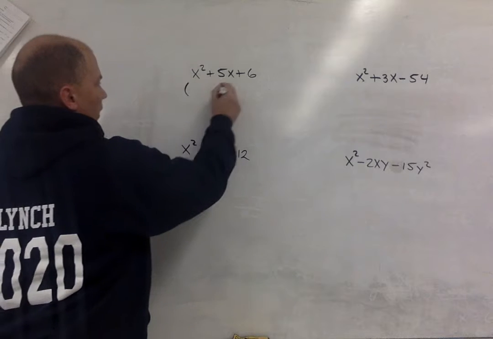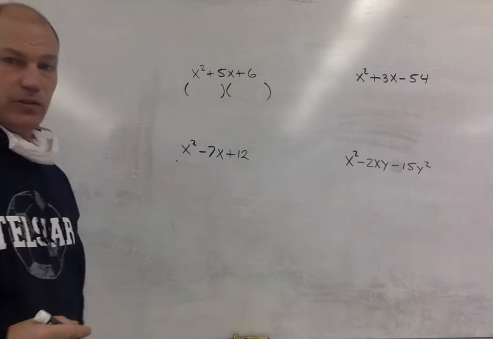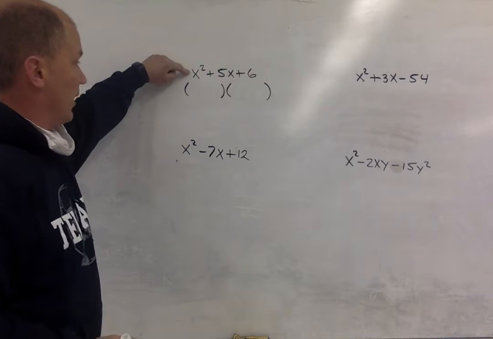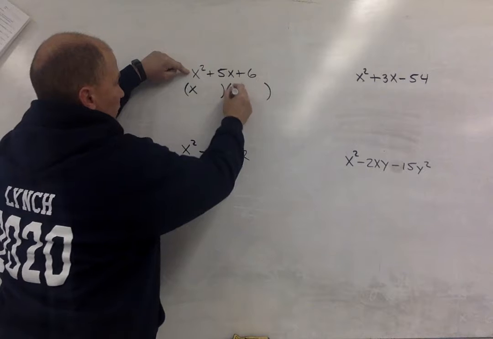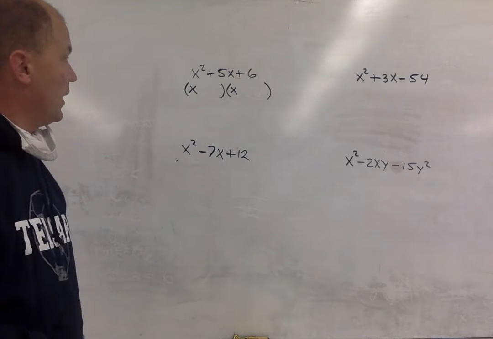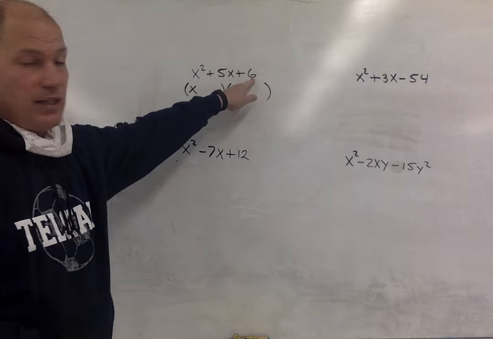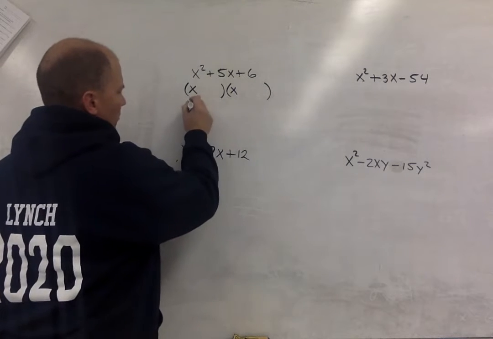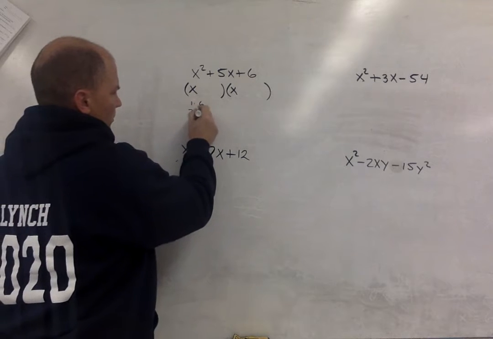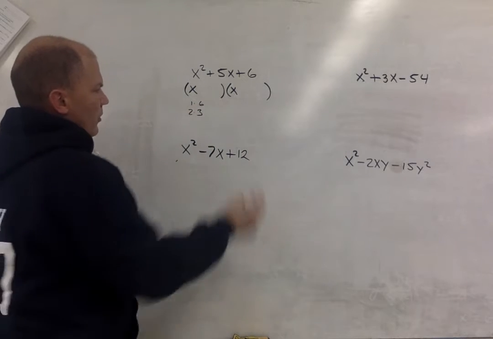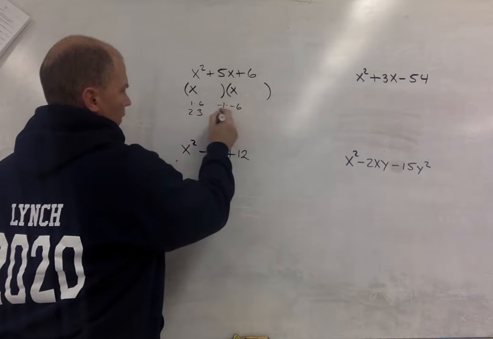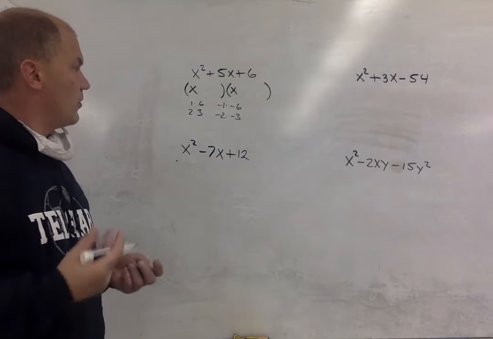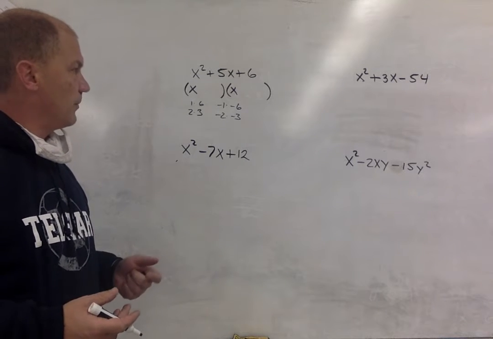So we know that we are going to turn this into two binomials. We know that the first terms need to multiply to this, so that's going to be x times x. That's nice and easy. We know that the last terms need to multiply to 6, so I'm going to just list them off. They could be 1 times 6, 2 times 3, -1 times -6, and -2 times -3. Those are the possibilities of two whole numbers that multiply to 6.